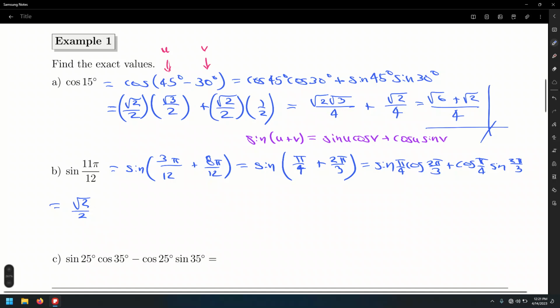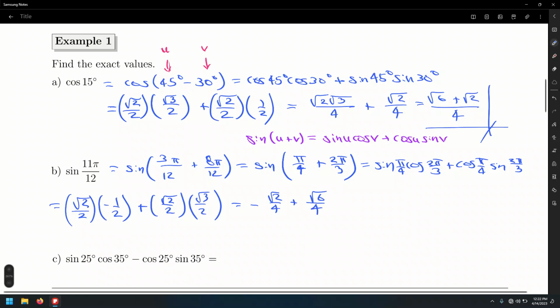Cosine of 2 pi over 3, well, cosine is negative in the second quadrant because 2 pi over 3 is an angle in the second quadrant, and that's negative 1/2. And then plus cosine pi over 4, which is also a positive root of 2 over 2, times sine of 2 pi over 3. 2 pi over 3 has the sine function as positive in the second quadrant. That's root of 3 over 2. And same, negative times a positive. Careful here. That's going to be negative root of 2 over 4 plus, again, root of 6 over 4.